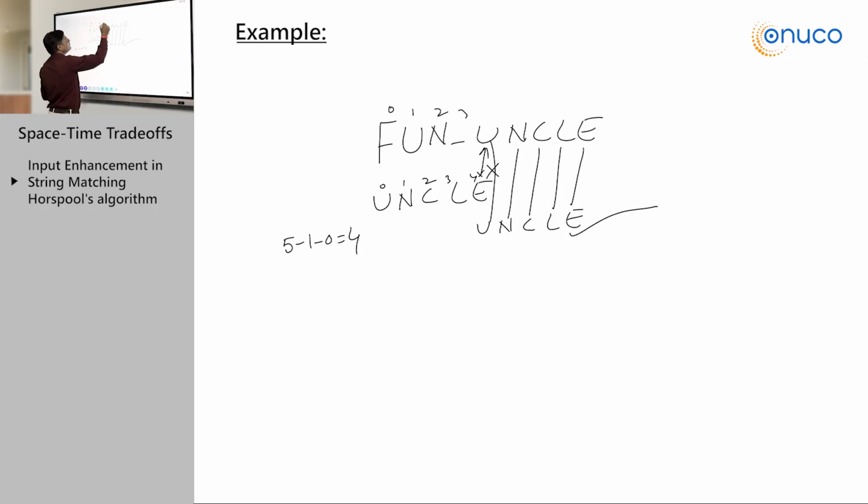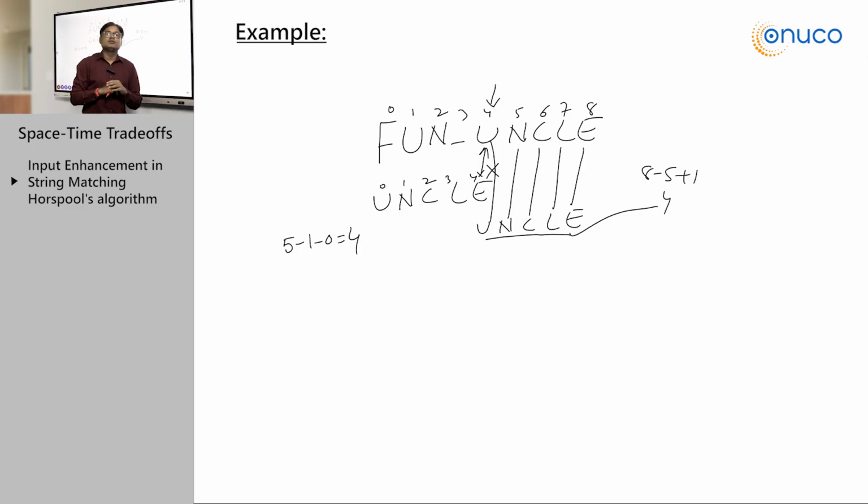0, 1, 2, 3, 4, 5, 6, 7, 8. 8 minus 5, 8 minus 5 plus 1. So it is the fourth position. So the fourth is the position where we can search the pattern successfully. How many iterations have we done? Only one shift. And how many comparisons have we done? 5 for successful comparisons, 1 for unsuccessful. Total is 7 comparisons we have done for this search.